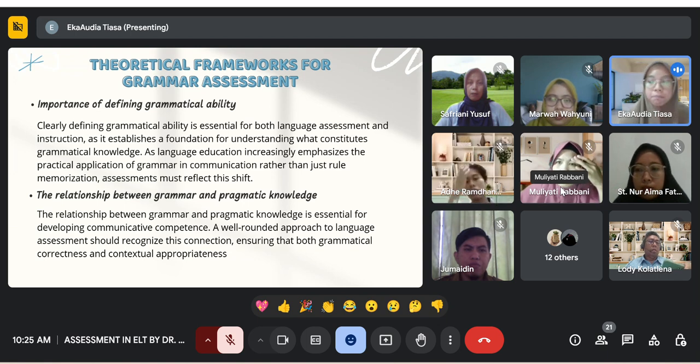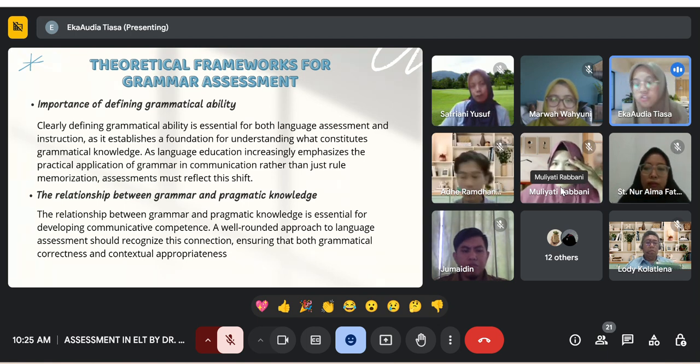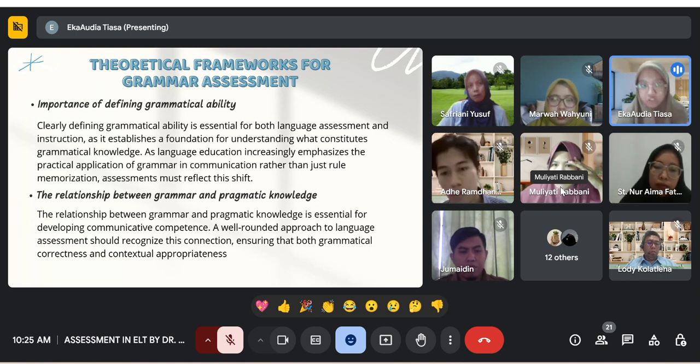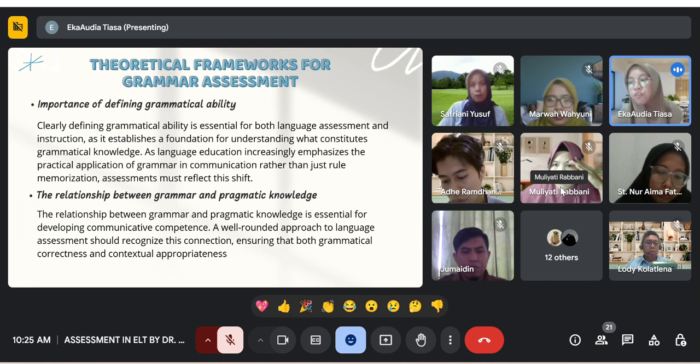are evaluated. This provides a more comprehensive understanding of a learner's language proficiency.